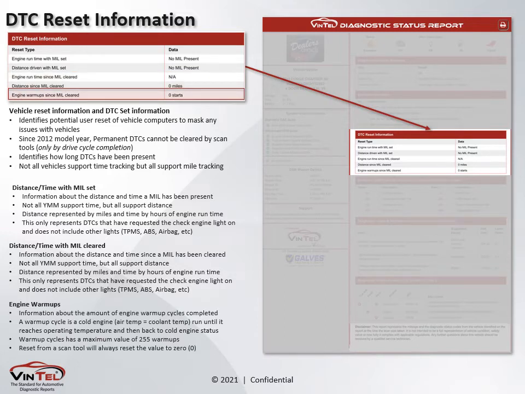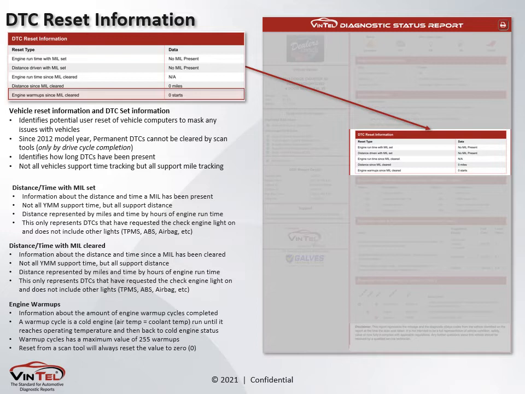The last bit of DTC reset information is the engine warm-up since it was cleared. Now, an engine warm-up for most of the OEMs is a complete cycle where the engine temperature, which is done from the coolant temperature, and the air temperature are the same, meaning that we have a cold engine that's sat. The engine is started, brought up to operating temperature, typically 165 to 180 degrees Fahrenheit, and then the engine is cooled back down to where the air temperature equals the coolant temperature. That would be considered an engine warm-up, and that would then indicate that one startup has been completely successful.